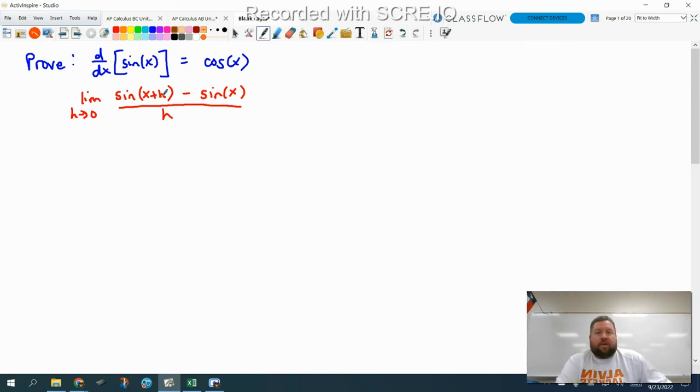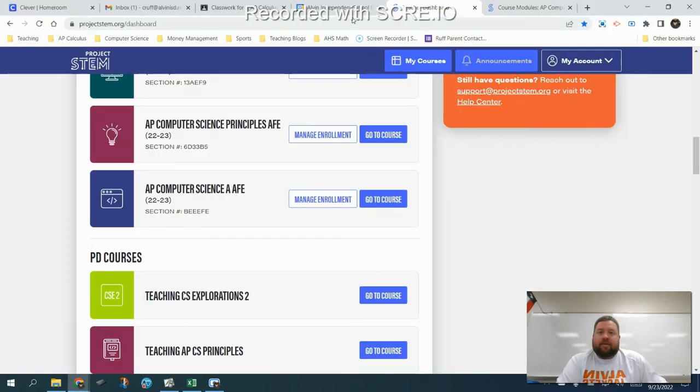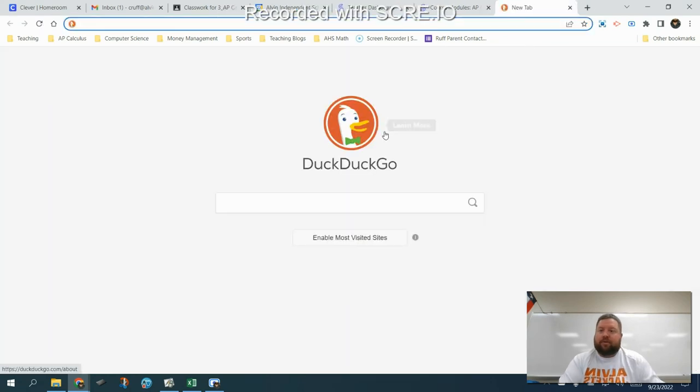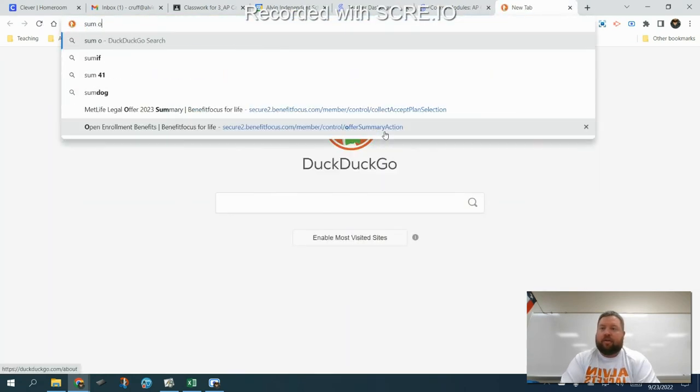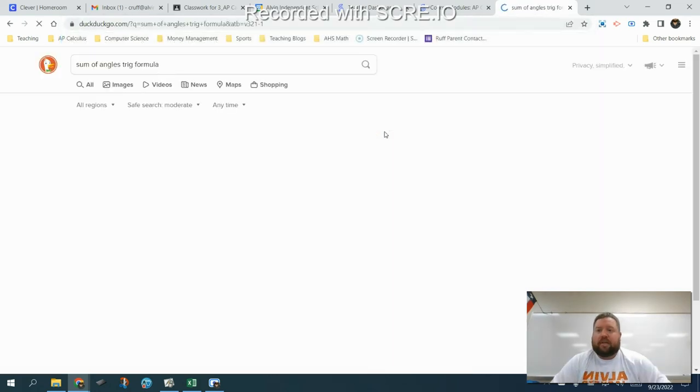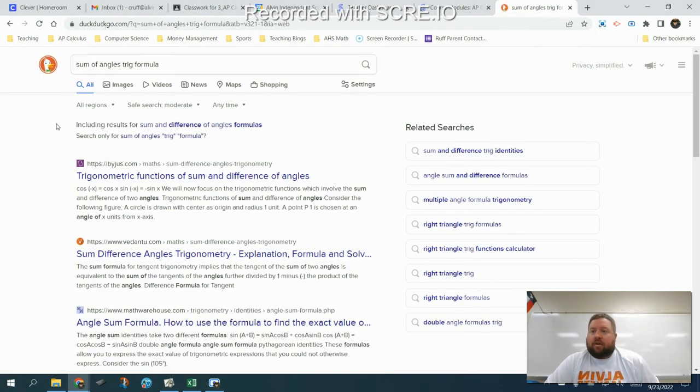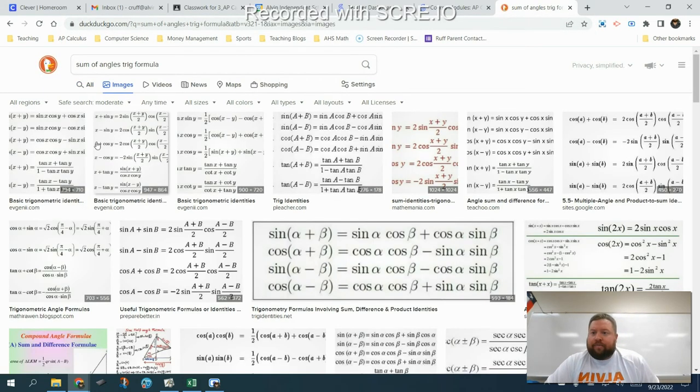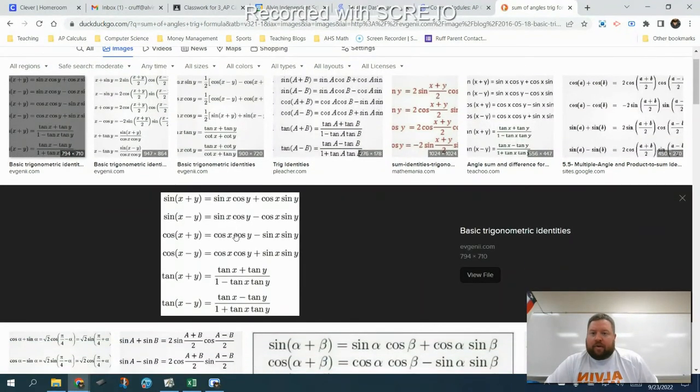So this is a formula you learned in pre-cal last year. Probably not one you remember. I don't remember it off the top of my head every time. So I'm just going to jump over to Google here, and we're going to search sum of angles trig formula. That should give us what we need. All right, let's see. I'm going to go to images here. All right, this has what we need right here.